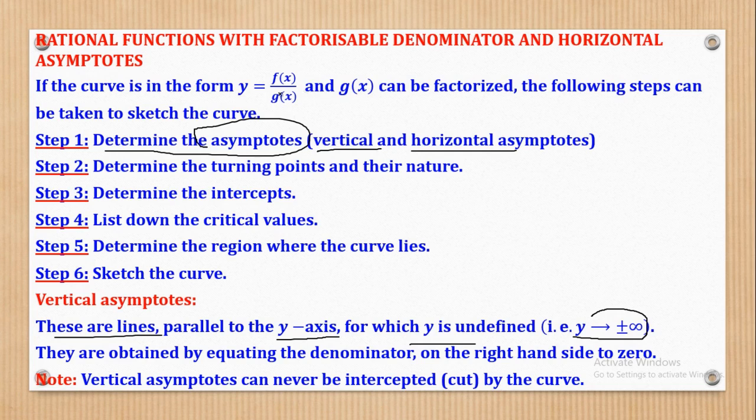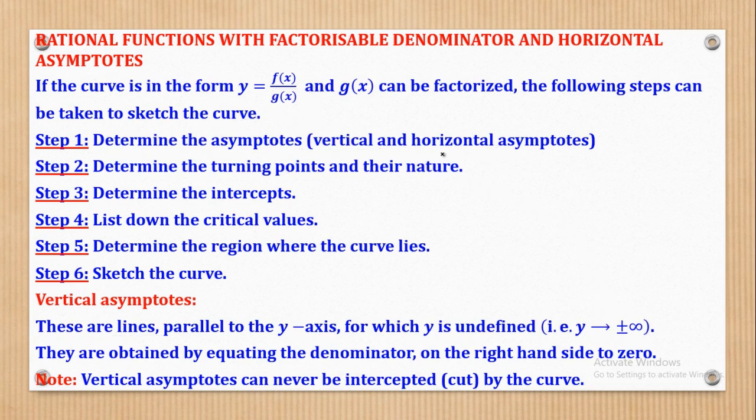Remember, in O-level, for a function to be undefined, the denominator is equated to zero. In the same way, you have to equate this denominator to zero, and the values of x will be the vertical asymptotes.